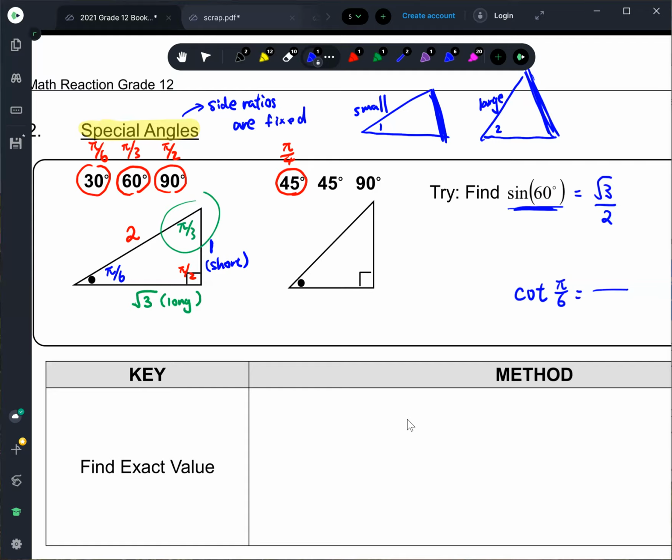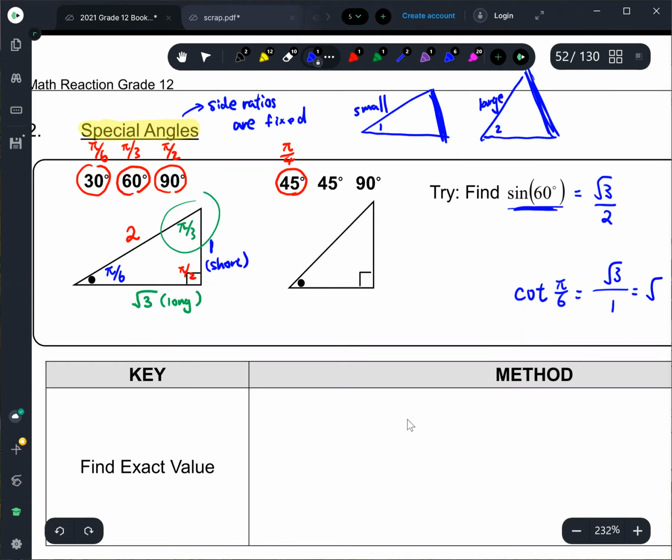Okay, Jenny, what's your answer? Cotangent pi over 6. Yes, I got √3 over 1, which is the same thing as √3. So it's which side over which side? Adjacent over opposite. Very good. Cotangent is the flipping of tangent, right? So TOA, you need to flip it. So adjacent over opposite. Adjacent is √3, opposite is 1. So you just write √3.